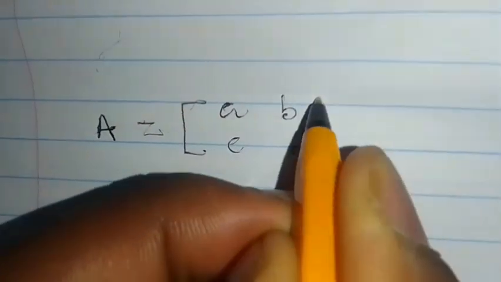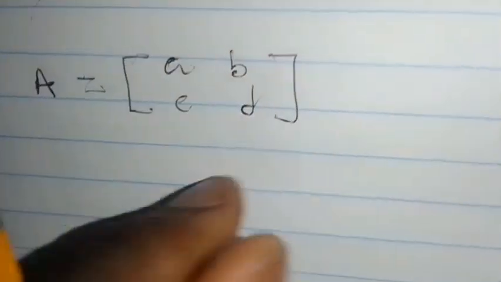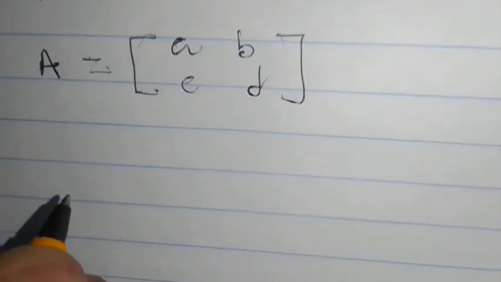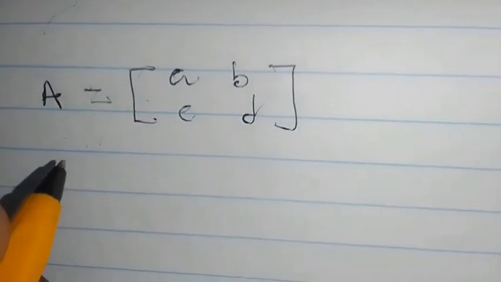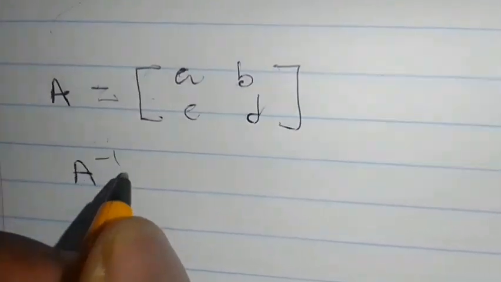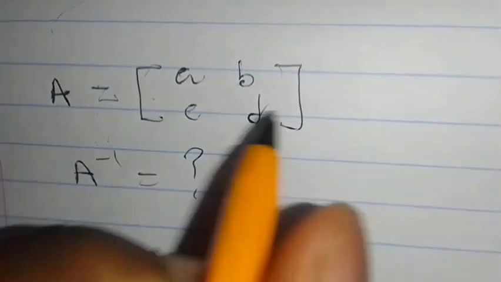Okay, so now let's do this. Let's say A is given by the entries a, b, c, d. The matrix A has entries like this. Now, what we want is to derive a general formula for finding A inverse.